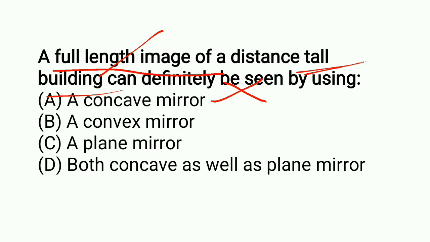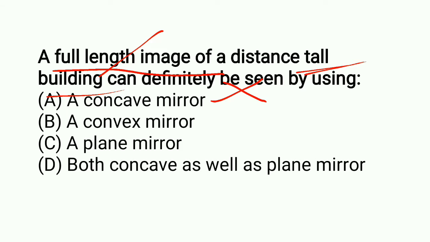So option B, convex mirror. As we know, a convex mirror is going to produce an image which is always virtual, and the image is going to form behind the mirror, right? And the size is diminished. Okay, so let's check option C also.